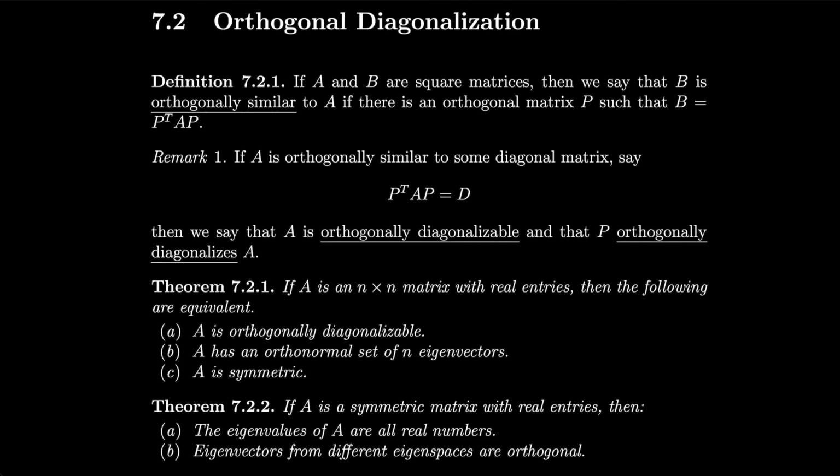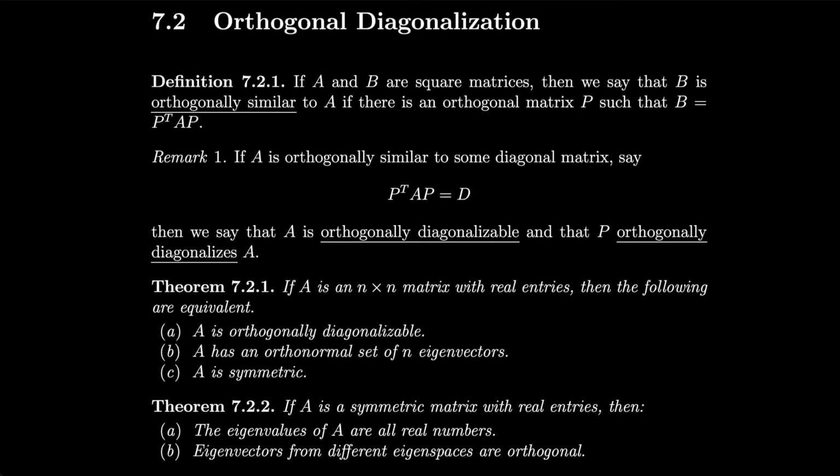Section 7.2, Orthogonal Diagonalization. If A and B are square matrices, then we say that B is orthogonally similar to A if there is an orthogonal matrix P such that B equals P transpose AP. If A is orthogonally similar to some diagonal matrix, say P transpose AP equals D, then we say that A is orthogonally diagonalizable and P orthogonally diagonalizes A.